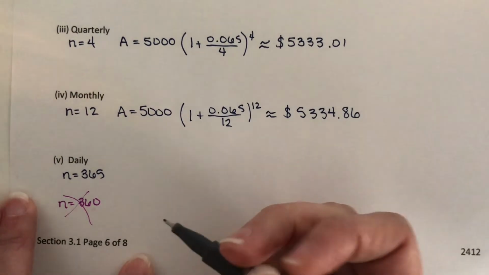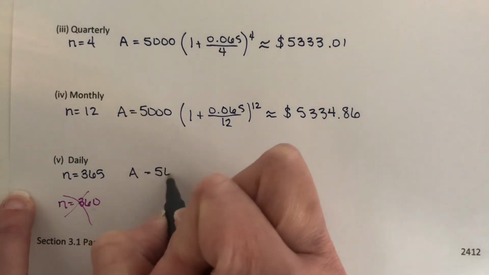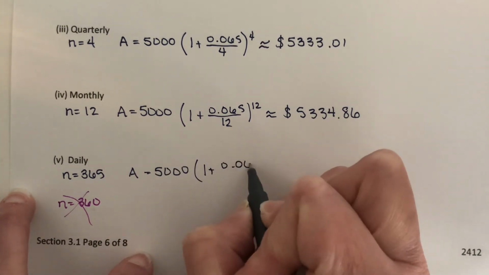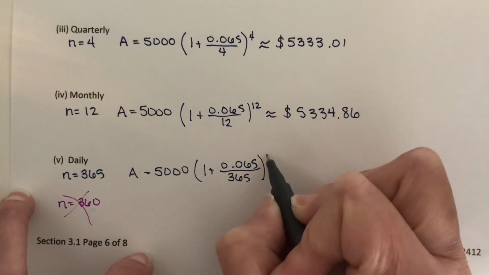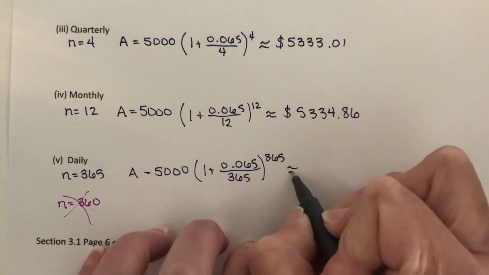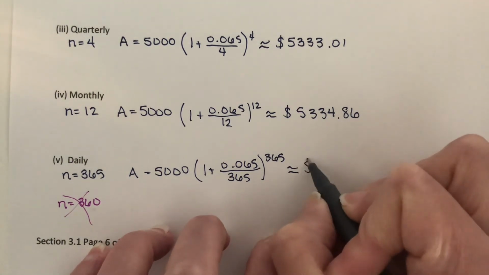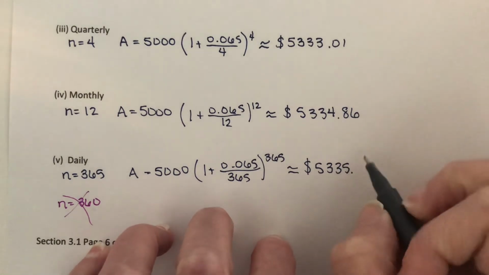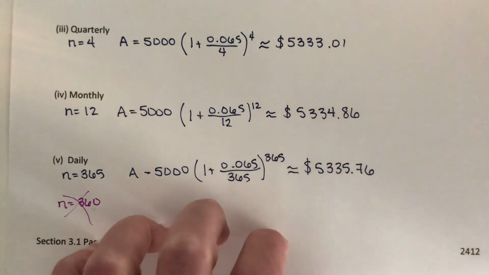days. Okay, so this value is 5,000 times 1 plus 0.065 divided by 365 to the 365th power. And this value will be $5,335.76. Again, more than this one, but not dramatically so.